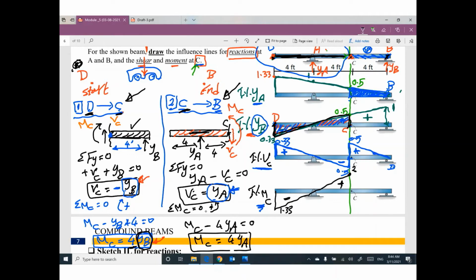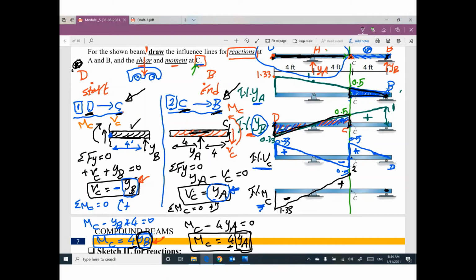From C to B, please go ahead and use YB. From C to B, your YB is this little triangle. Can you multiply this little triangle by 4? Yes, I can. 0 here times 4 will be 0.